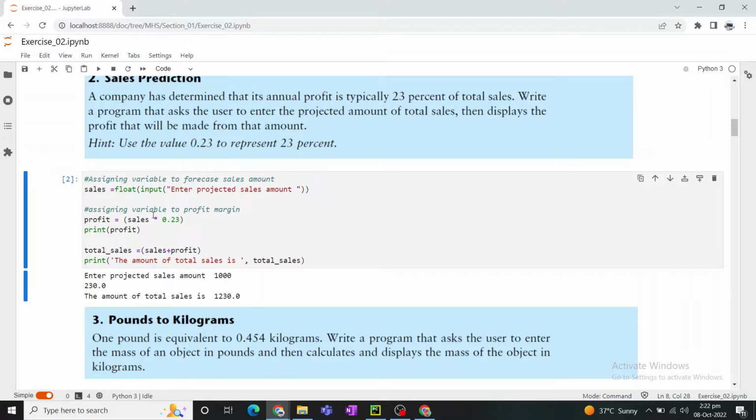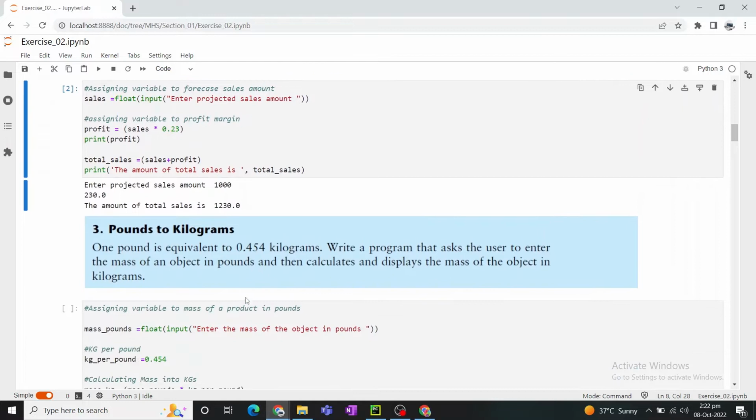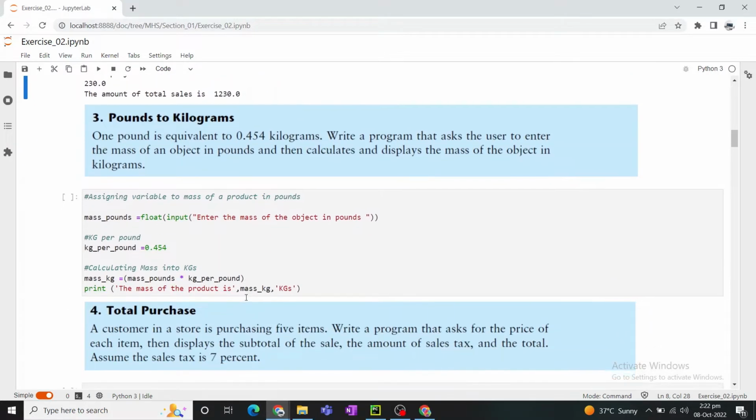So the amount that we enter was the 1,000, and the profit based on commission that we usually receive is 230. And when we add these 1,000 and 230 units, or the dollars or the rupees, we obtain 1,230 rupees or dollars. So it was also simple. Now we are converting the pounds into kilograms.